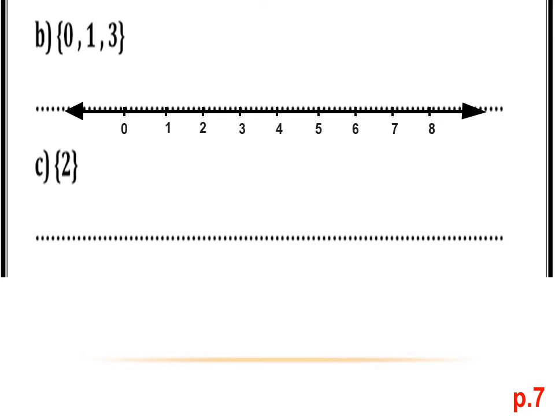Put a point on each number. Here we have 0, the first, so put a point on 0. Here we have 1, so put a point on 1. Here we have 3, so put a point on 3. Can we put a point on another number? No. So now we have represented the set of 0, 1, 3 using points. In letter C, represent the set of 2.